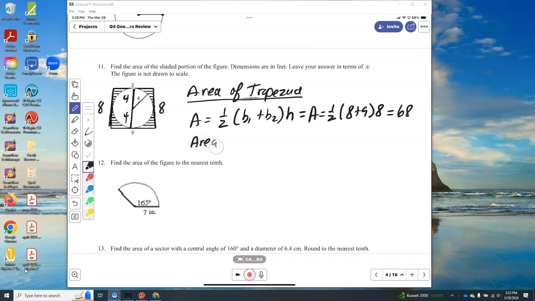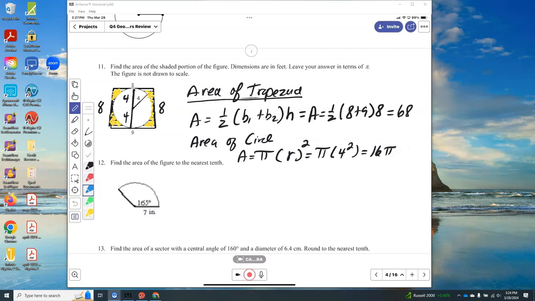So now I have to find the area of the circle, which is going to be area is equal to pi times the radius squared. So it's going to be pi, and the radius squared is 4 squared, which gives you 16 pi. So you have to subtract both of these. To find the shaded region, you have to subtract the area of the circle from the area of the trapezoid. So it's going to be 68 minus 16 pi. And this is square units, or units squared, right?